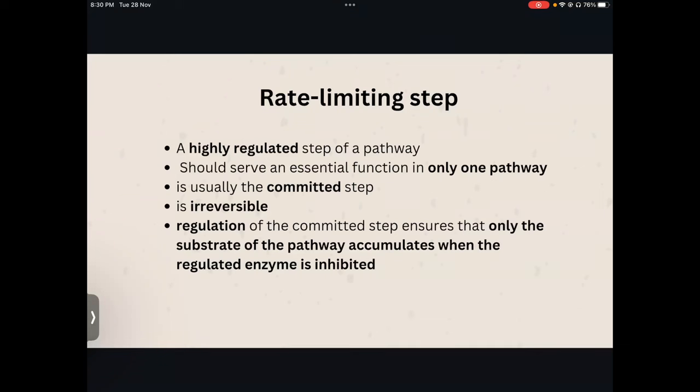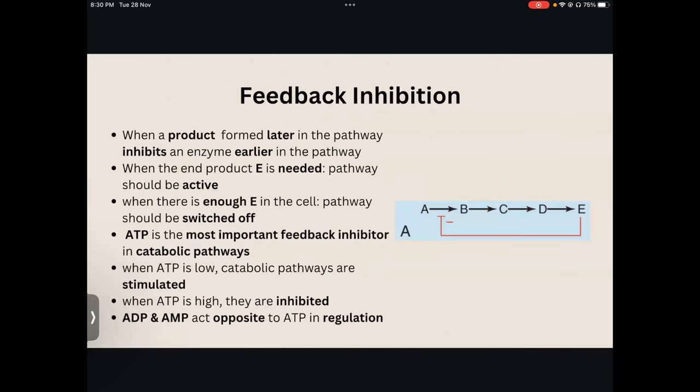Yes? I have a doubt that ATP is the most important inhibitor, okay? Yes. And ADP and AMP are like stimulators, right? In terms of, they just act opposite. They're not always stimulators. When they're too high, they can also inhibit certain pathways from happening, to stop the breakdown of ATP. Okay. Thank you so much. Is that clear? Yes. Thank you so much.